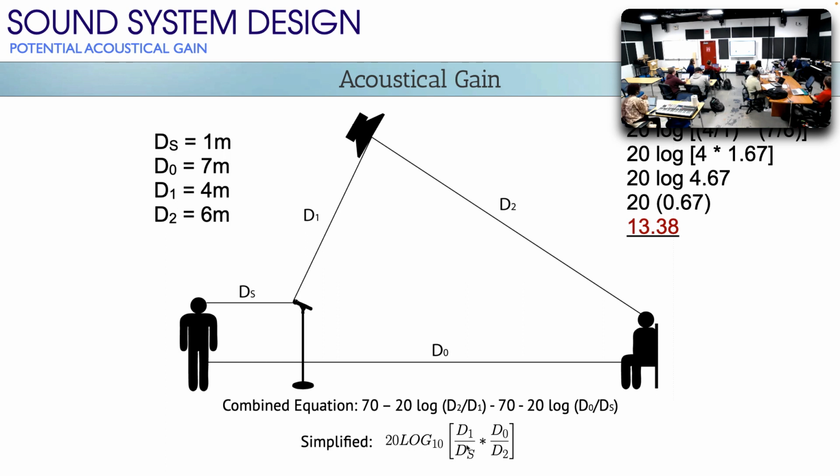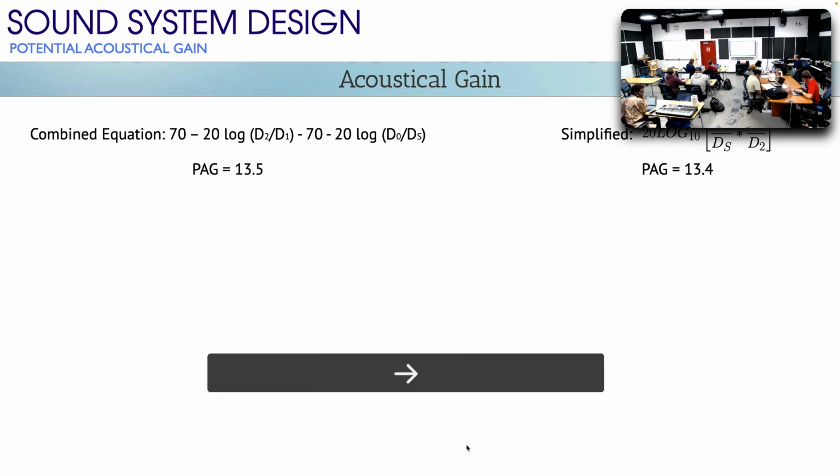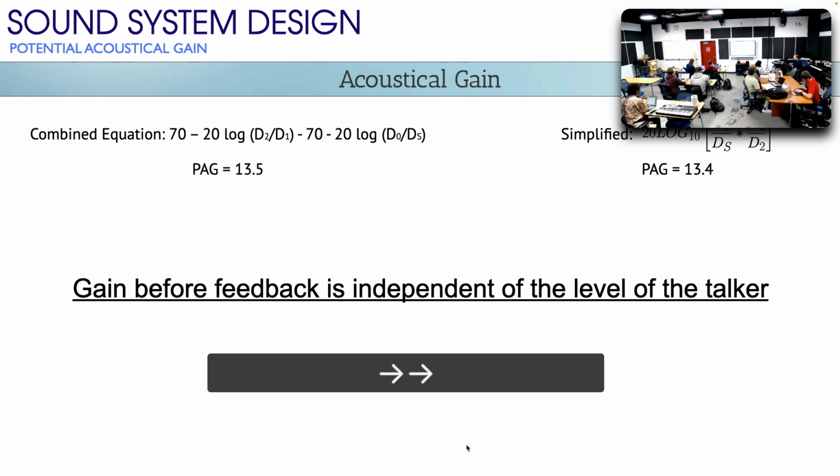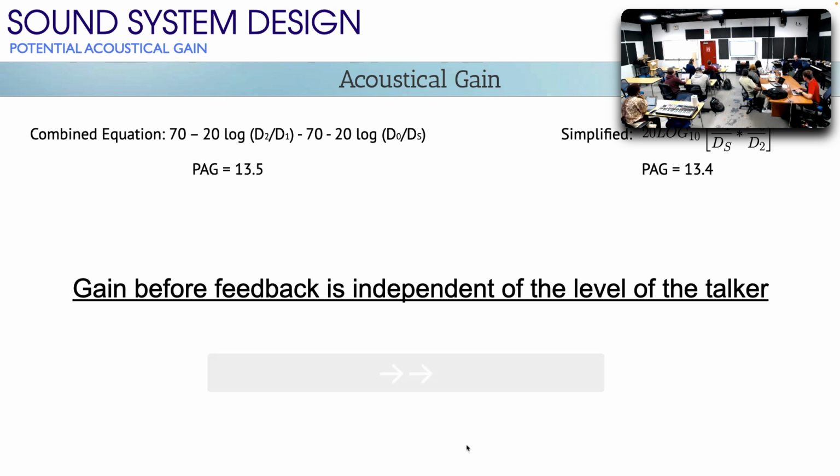The level is independent of the level of the talker. The loudness of the talker has nothing to do with it. Okay? Because we can eliminate that variable and get the same answer, and therefore that variable doesn't matter. So what does that mean? That means gain before feedback is independent of the level of the talker. It does not matter how loud they talk. Your gain is the same. We just proved it.